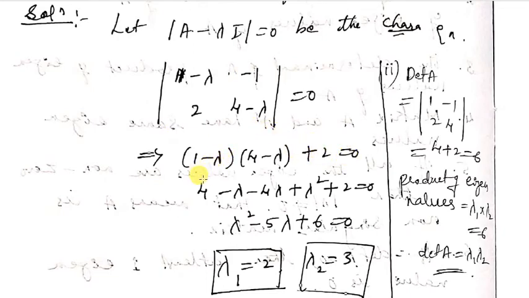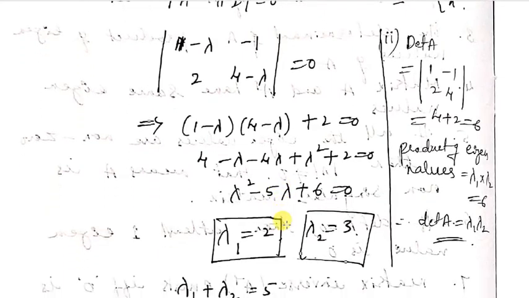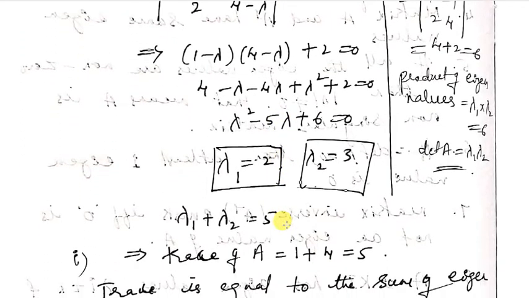Further, it simplifies to lambda square minus 5 lambda plus 6 is equal to 0. So this is nothing but a second degree polynomial or a quadratic equation. Solving this, we get the roots as lambda 1 is equal to 2 and lambda 2 is equal to 3, which are the required eigenvalues.